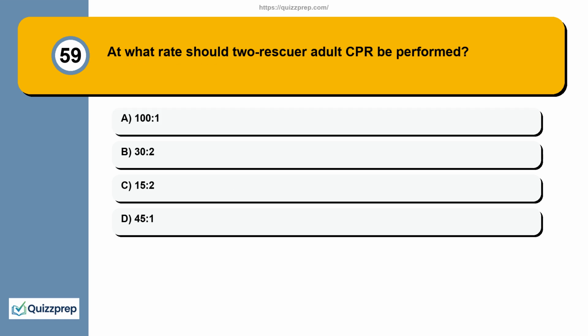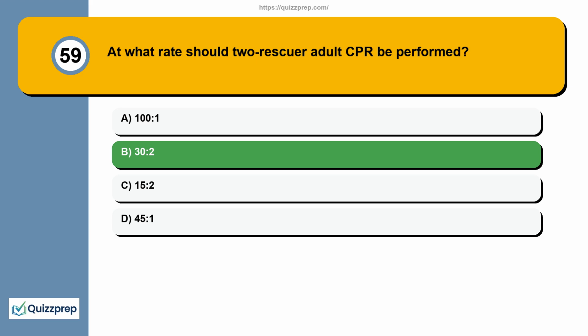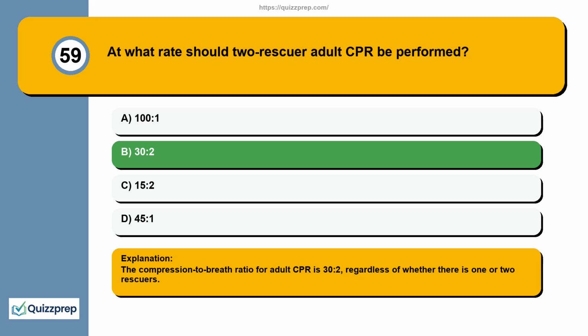Question 59. At what rate should 2 rescuer adult CPR be performed? 100:1, 30:2, 15:2, 45:1. The compression-to-breath ratio for adult CPR is 30:2, regardless of whether there is 1 or 2 rescuers.